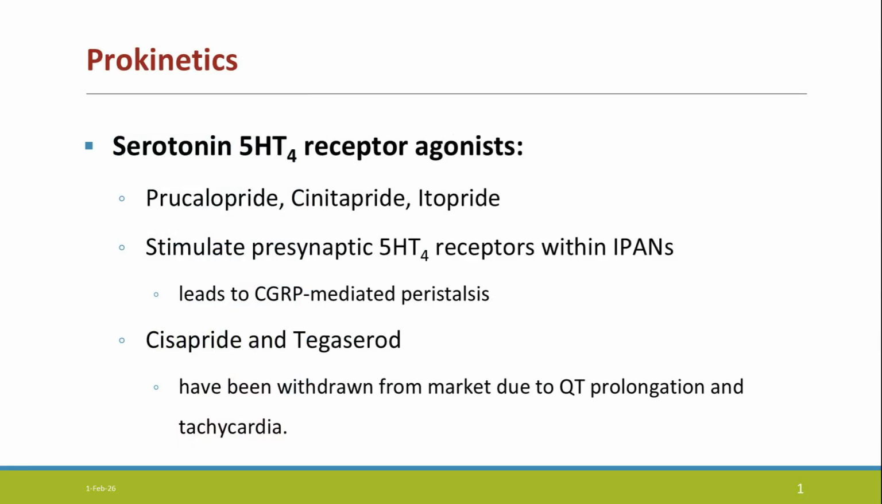Among the prokinetic drugs, 5-HT4 receptor stimulants are the most important and specific. These drugs stimulate peristalsis through presynaptic facilitation. Cisapride and tegaserod were withdrawn due to cardiac toxicity, reminding us that pharmacology must balance efficacy with safety.